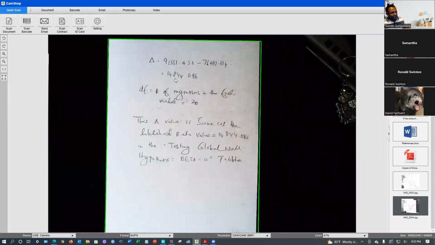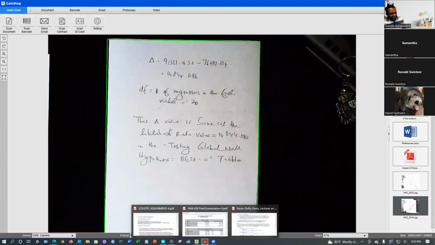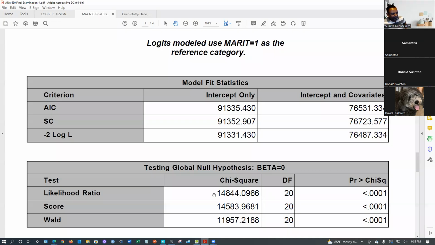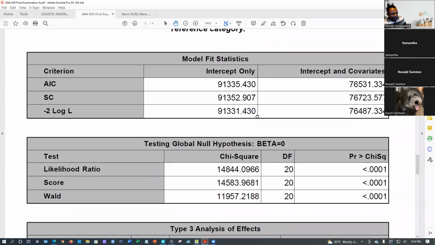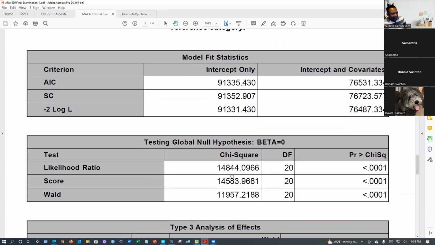The value is 14,844.096 with the degrees of freedom. That's the same value you see here: 14,844.096. Whatever you take, the difference between these two is the same as this one. If you use this to make your decision, that's more than enough.